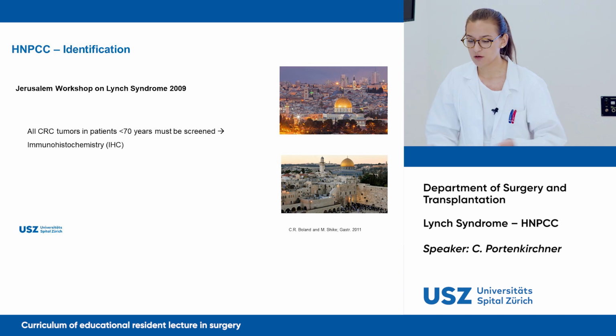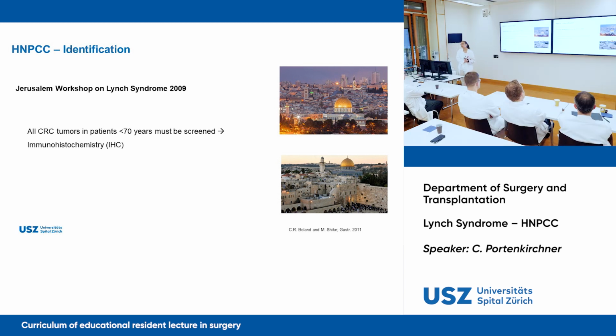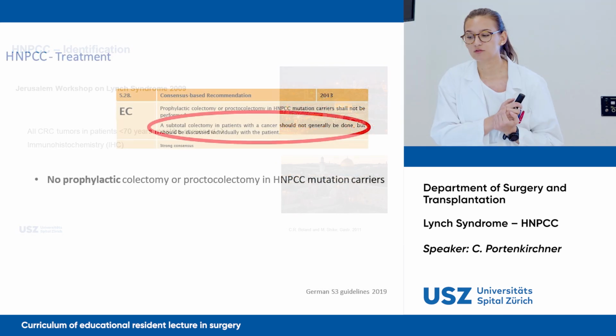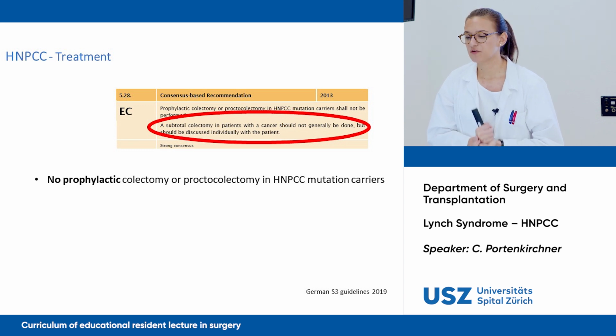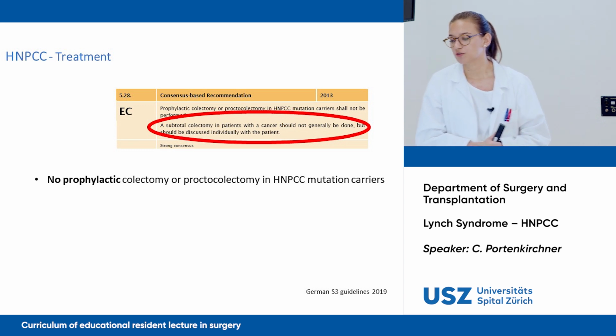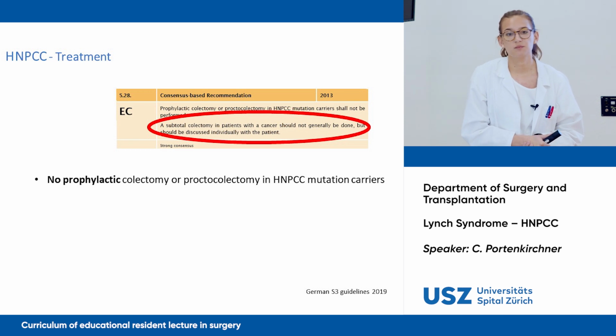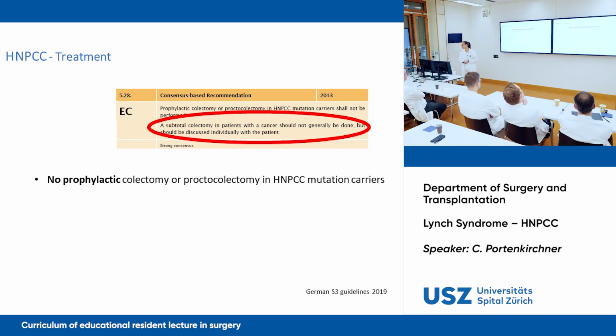So now we know about Lynch syndrome, and we know how to identify patients with immunohistochemistry. Now the patient is in our outpatient clinic, and we have to give them some options for treatment. In the guidelines, there is a clear recommendation: no prophylactic colectomy or proctocolectomy should be performed in HNPCC mutation carriers. A subtotal colectomy in patients with cancer has to be discussed with the patient.